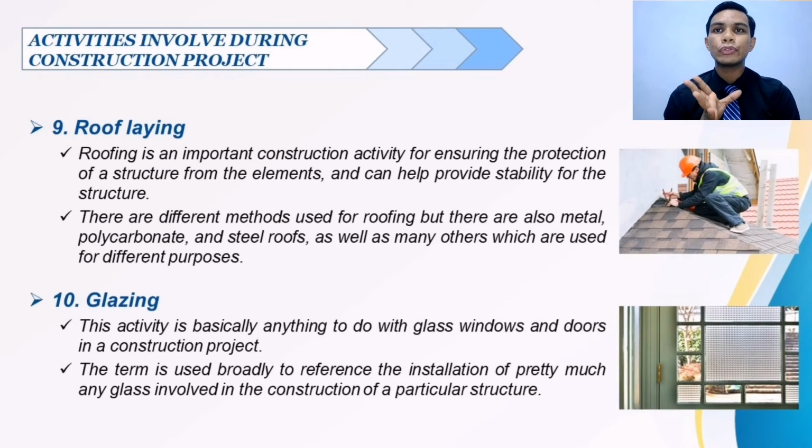Now we will go to number 9, roof laying. Roofing is an important construction activity for ensuring the protection of a structure from the elements and can help provide stability for the structure. There are different methods used for roofing, including metal, polycarbonate and steel roofs, as well as many others which are used for different purposes.